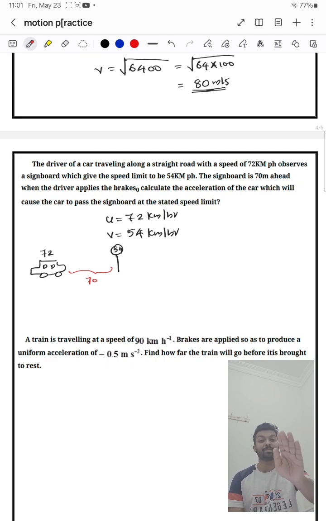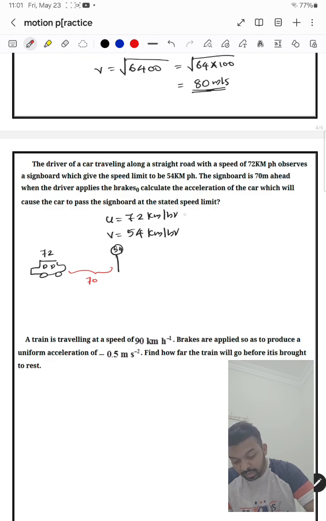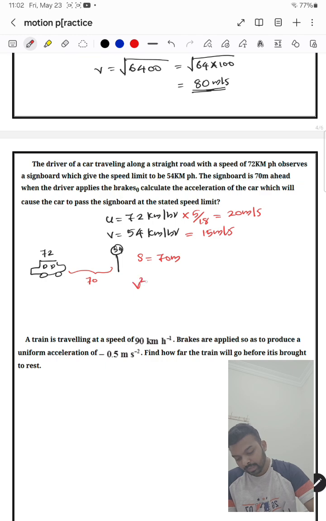Understand one thing, time is not given. You go for the third equation. We have done in the class that 72 km/h is multiplied by 5 by 18, which becomes 20 meter per second. 54 becomes 15 meter per second. S is 70 meters. So V square is equal to U square plus 2AS.